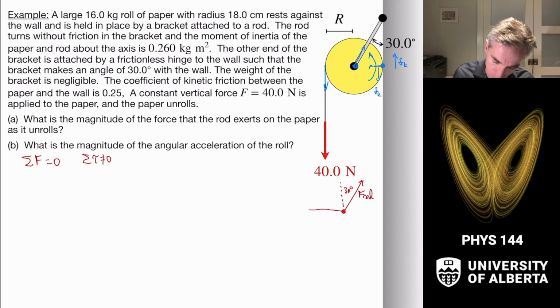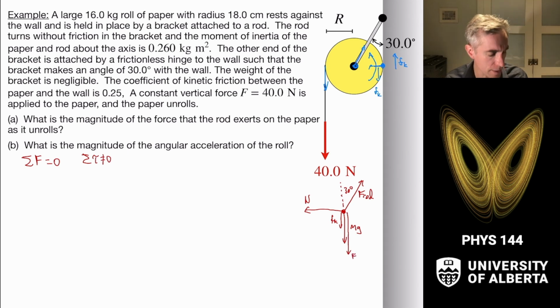And then we have a bunch of additional forces on it. We have the normal force from the wall. We have gravity pulling down, mg. We have a kinetic friction force, Fk. And also, some yahoo down here is pulling on it with a force of 40 newtons, and we'll just call that F. So it's also being pulled down with F. And so this is what our free body diagram starts to look like.